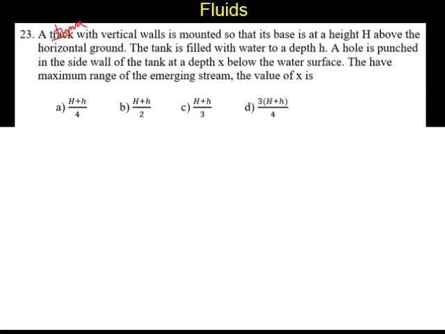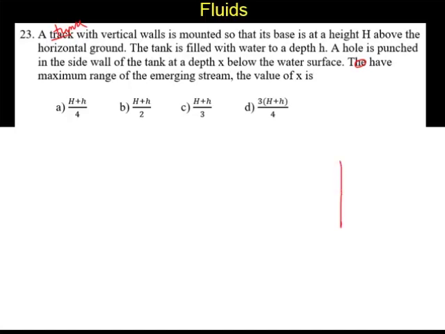The options are: h plus h by 4, h plus h by 2, h plus h by 3, h plus h by 4. So this is the problem on hydrodynamics. Now we will take the problem like this.